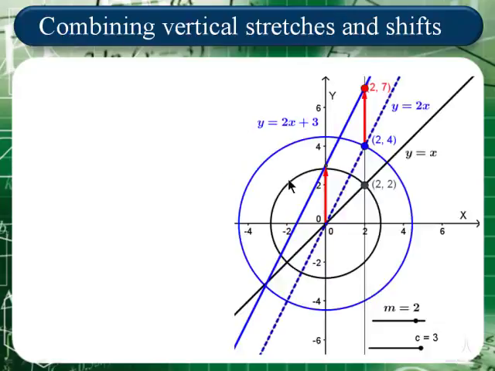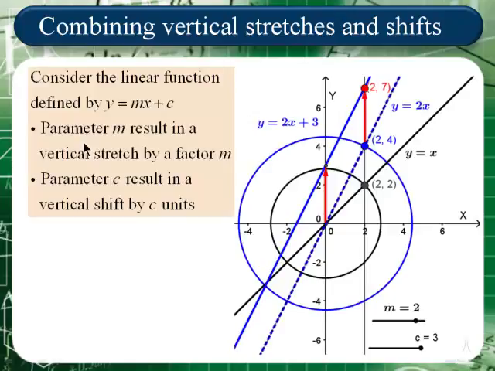Let us summarize the combination of a vertical stretch and a vertical shift. We will come back to the specific example. So we consider a linear function defined by y equals mx plus c. In this case, y equals 2x plus 3. Now the parameter m, in this case 2, will result in a vertical stretch by the factor m, or in this case 2, while the parameter c, in this case equal to 3, will result in a vertical shift by 3 units or c units vertically upwards.